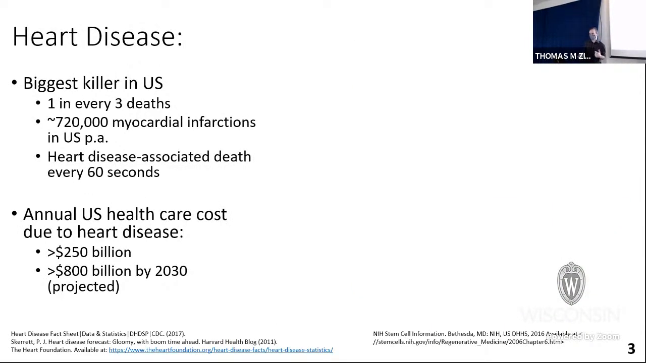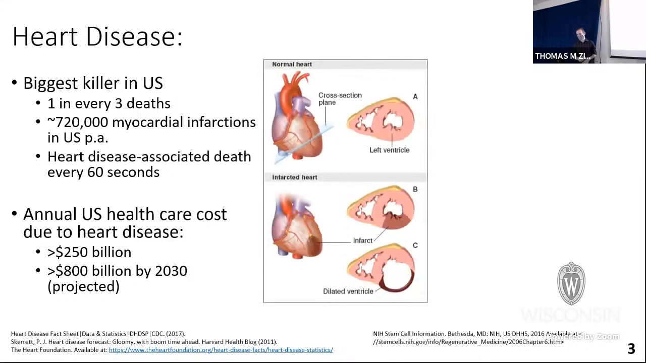So I mentioned I'm going to start with the motivation. The biggest motivation here is heart disease. This is the biggest killer in the US and worldwide, with approximately 1 in every 3 deaths attributed to heart disease. Annually in the US alone, there are approximately 720,000 people that suffer myocardial infarctions or heart attacks. And there's a heart disease associated death approximately every 60 seconds in the US alone. This leads to significant economic burden and numbers that are predicted to rise quite substantially over the next decade or so. And so one of the big things that you get often with heart disease is you'll get a myocardial infarction or a heart attack.